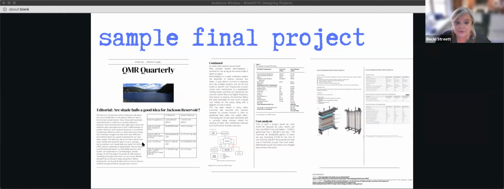Here is an actual final project from one of my students named Brianna. She actually just turned this in 3 days ago and was nice enough to let me share this with you guys. She chose to write an editorial against the use of shade balls in our local reservoir, and she did a great job supporting her position with data. And she also included a really clever alternative solution to the problem. We don't really have a problem in our reservoir that I know of, but it was pretty cool to see.